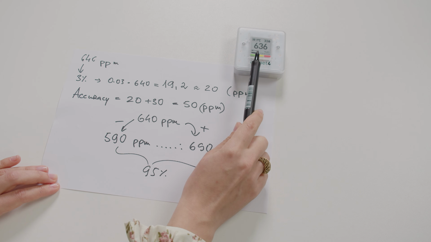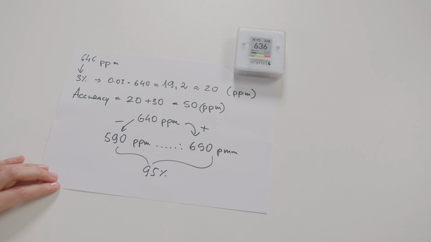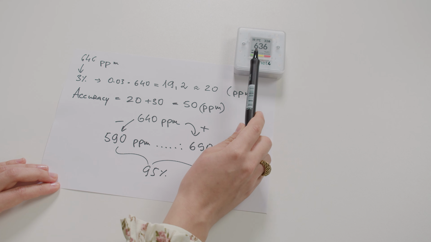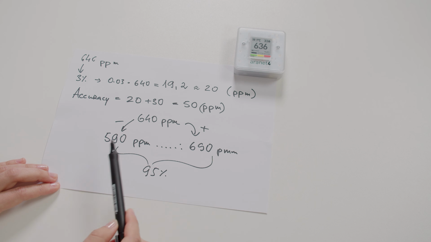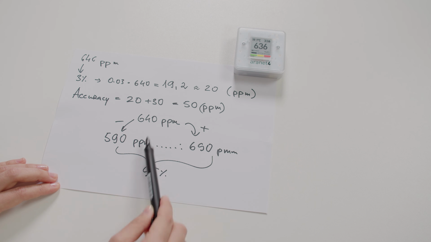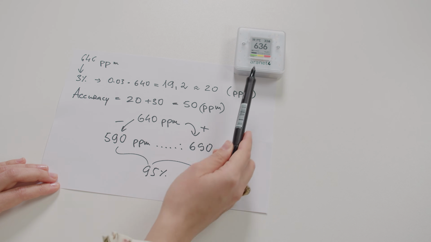Now let's look again at the sensor. The reading has changed a little since we started our calculations. Now it says 636, but I still see that this value is somewhere in the middle of our range, so this change is not significant. So what I want you to remember from this video is that any measurement, and not just the one of the ARNet4 sensor, is liable to uncertainty. And the numbers on the screen don't give you the full picture of the measurement, and accuracy is a very important parameter that must be taken into account when measuring.